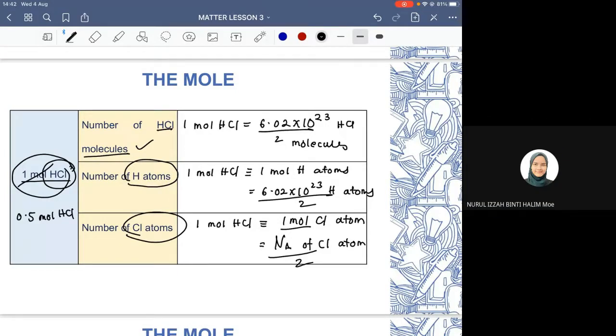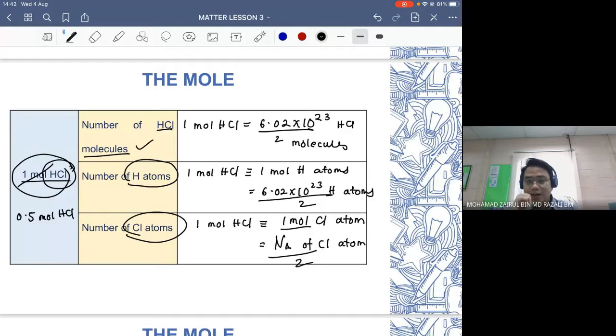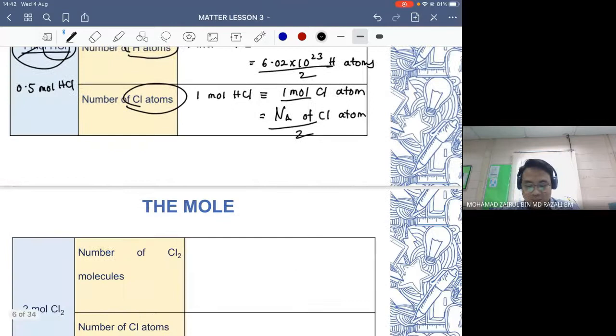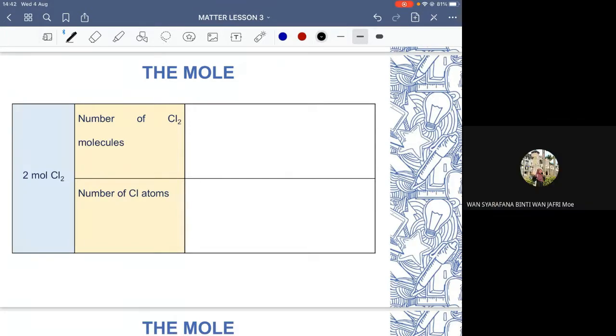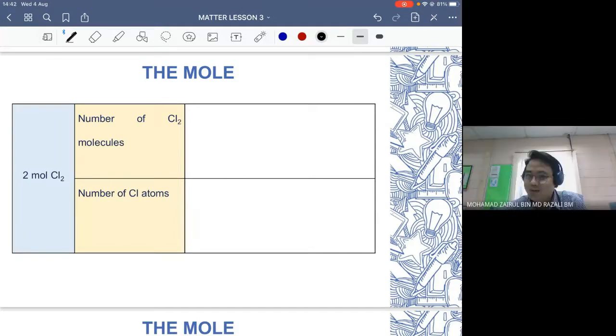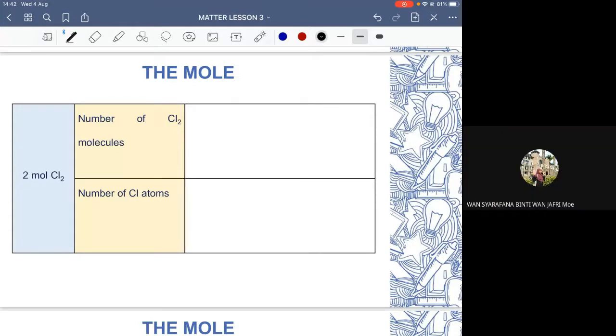Tak ada sir. Okay, so kalau saya laju, tolong cakap kalau saya laju. Okay, so 2 mole of chlorine, Cl2. Okay, so number of chlorine molecule. Okay, ada berapa chlorine molecule dalam ni? 2. Satu. Okay, Amira Akram, kenapa awak jawab 1?